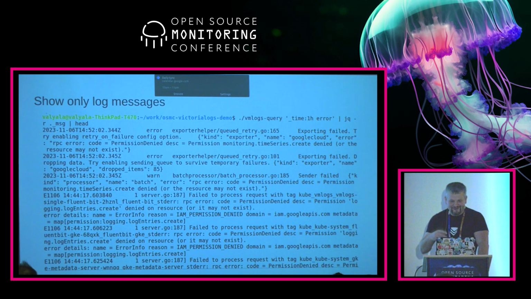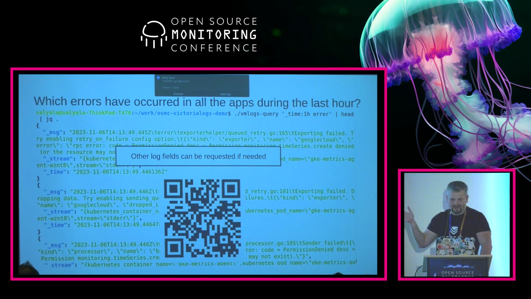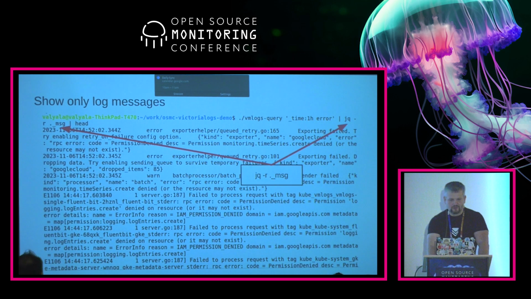Let's go further. As you can see from this screen, the response contains JSON lines, and it may be hard to read these JSON lines. What about when we need to read only the log message? That's no problem. You just use jq, the traditional command line tool. You just specify to return only the message from every JSON line, and you instantly get clear log messages without any other JSON fields.